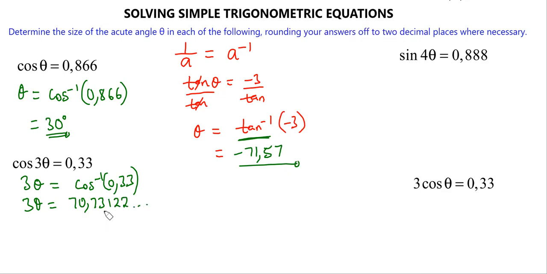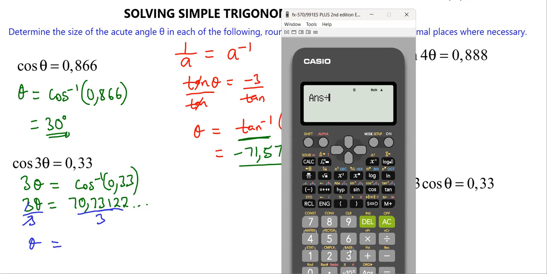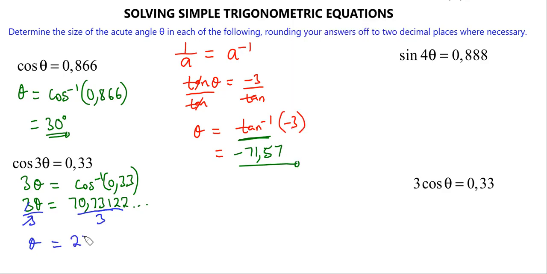Now, some are asking me, why are you putting more decimals here? It's because we haven't reached the final answer. So we're going to divide both sides by 3, and then theta is going to be equal to, if we divide this by 3, 23.58 degrees. That's how you get it.